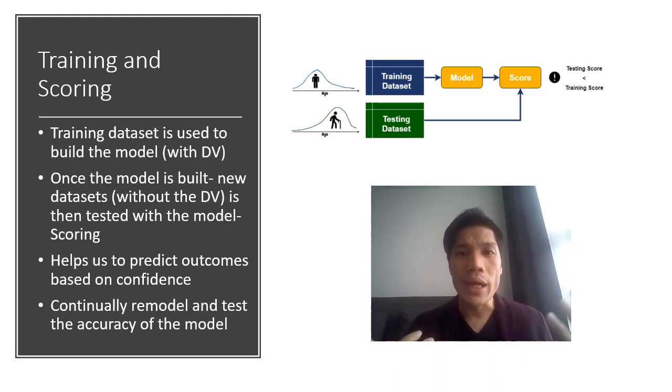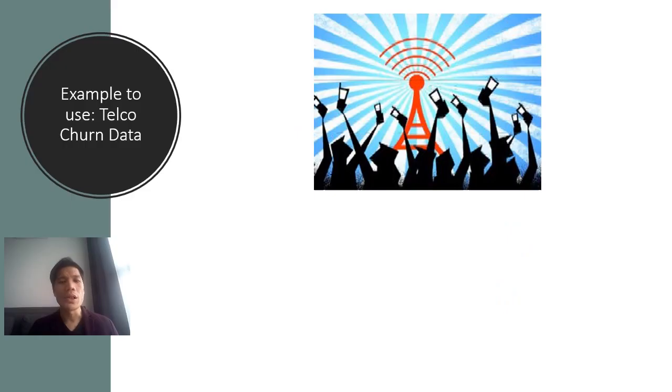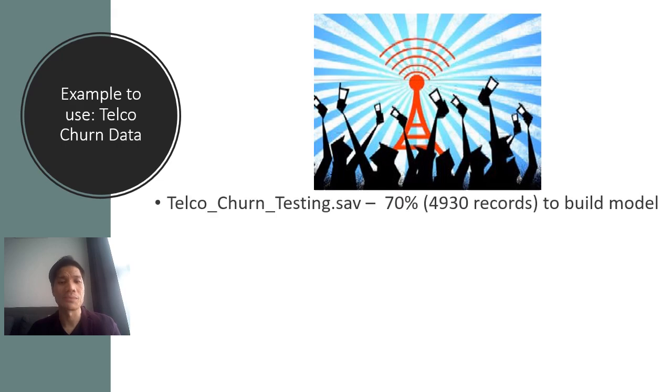The more data you have, the more robust your model is. The more frequently you redo your model, the higher the probability or accuracy you have in your prediction. So now, I'm going to use this telco churn data, and I'm going to show you and simulate for you how you can do this.